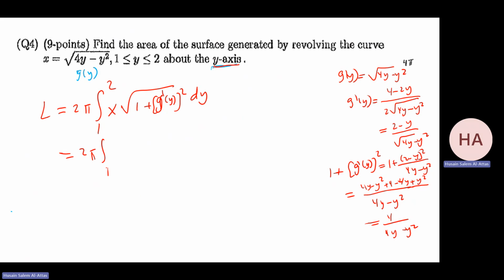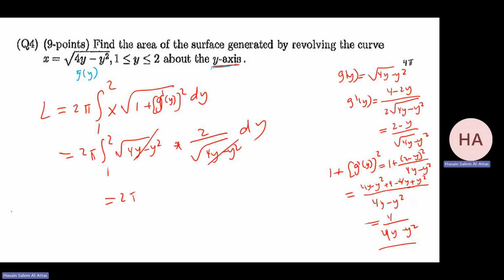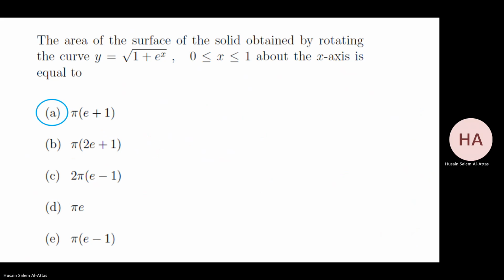That gives me 2 pi from 1 to 2. What is x? This is square root times square root of this, which is 2 over square root of 4y minus y squared dy. Cancelled. I have 2 pi times 2x from 1 to 2. That gives me 2 times (4 minus 2), which is 4 pi. That's what it means. The area of the surface of the solid obtained by revolving the curve about the x-axis is.